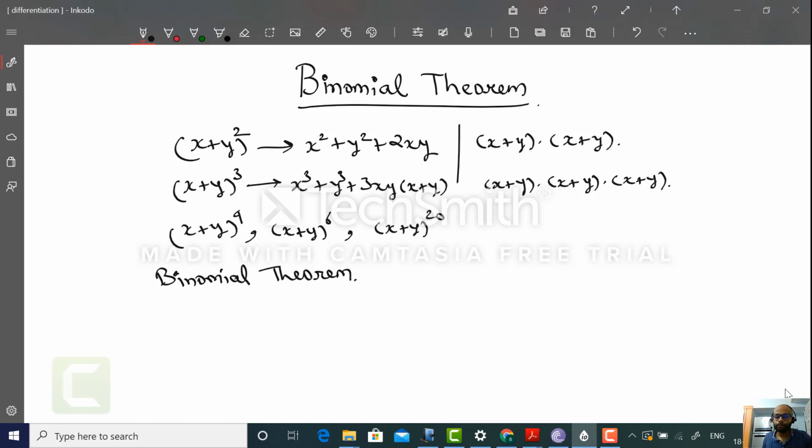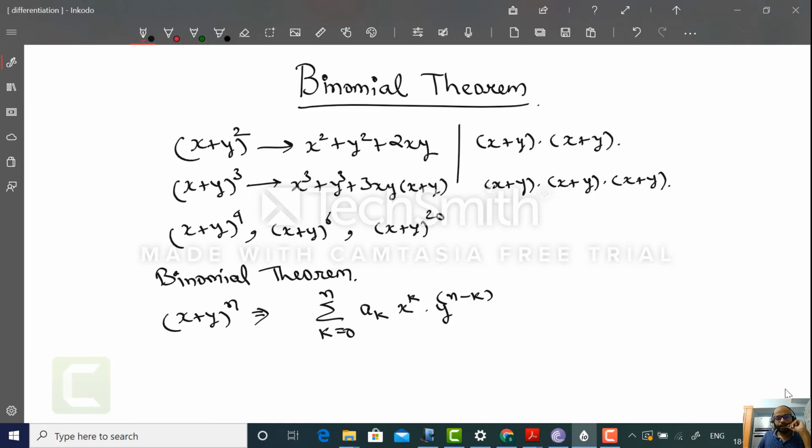Okay, so what does this theorem state? This says that if you are finding x plus y to the power of n, then it becomes summation of k equals 0 to n, ak x to the power of k into y to the power of n minus k.